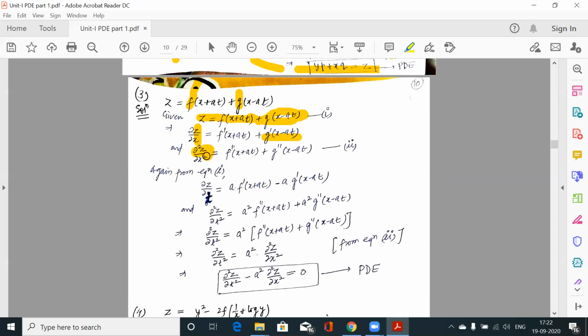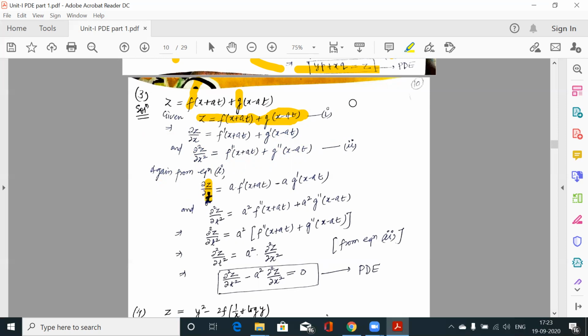Del 2 z over del x square means again we are differentiating this term with respect to x. Del 2 z over del x square is equal to f double dash (x + at) plus g double dash (x - at). Again from equation 1, now we are differentiating with respect to the second independent variable, and in this case the second independent variable is t. Here we have the independent variables x and t. Z is the dependent variable.